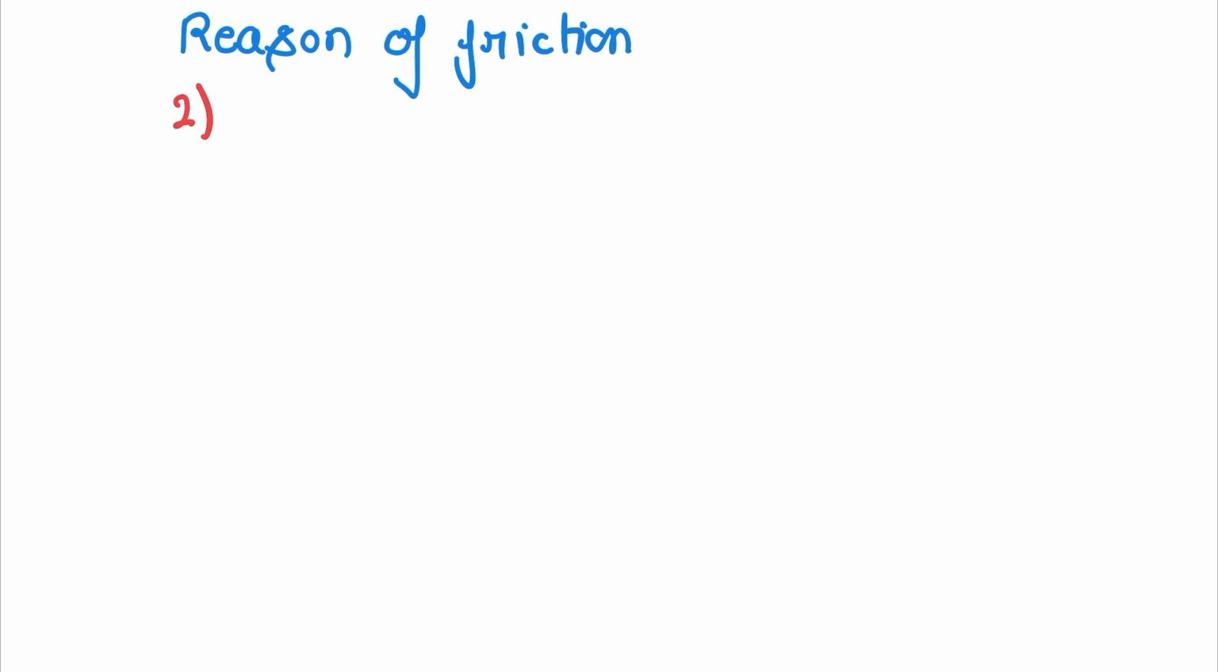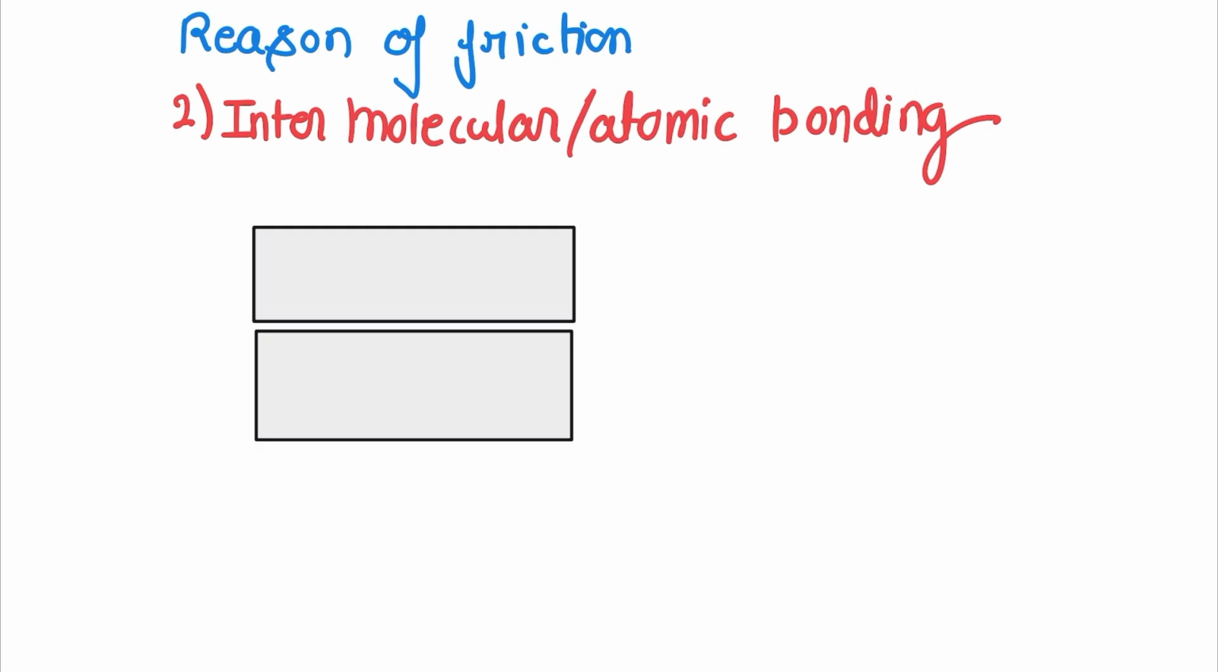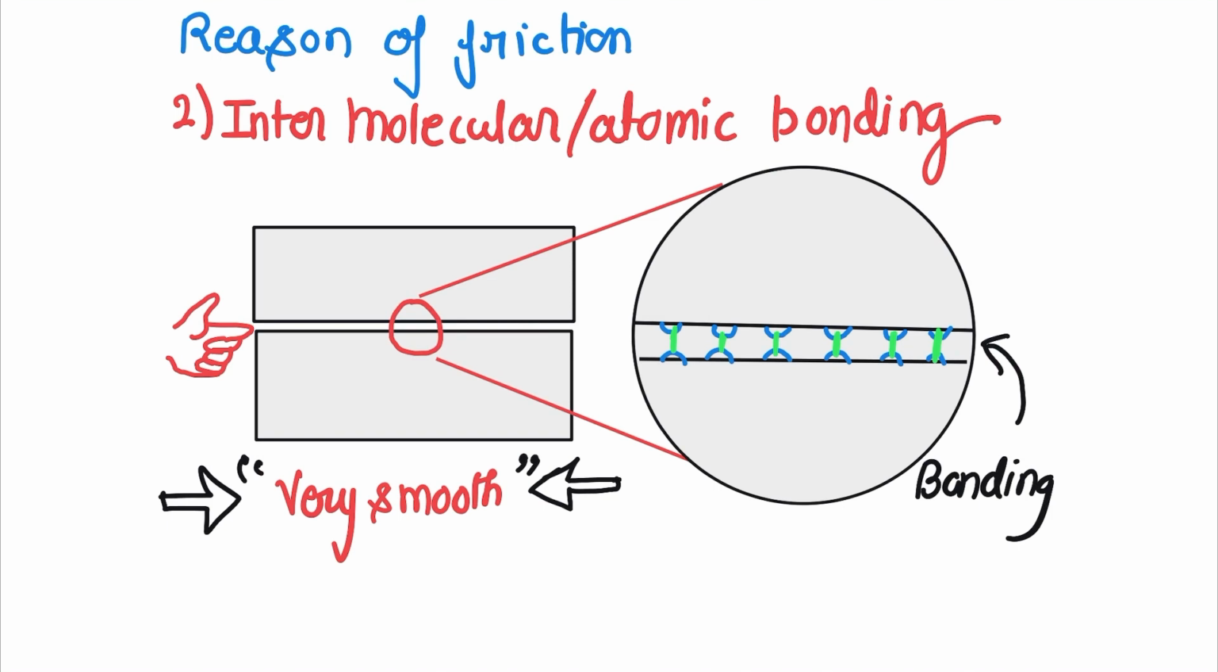Another one is called intermolecular bonding. That will happen if we have two very smooth metals, so that the atoms or molecules can come close to each other, creating this intermolecular bonding. For that, we need a very smooth surface so that they can be very close to each other, at the size of metallic bonding.